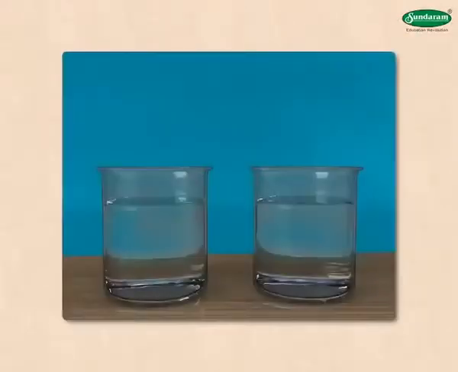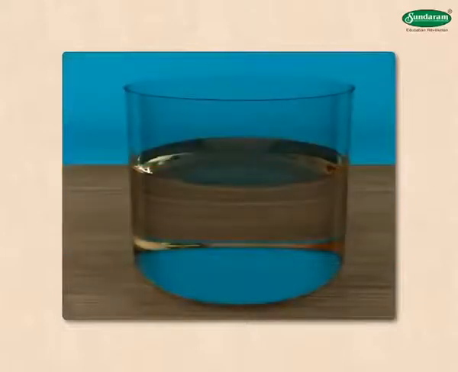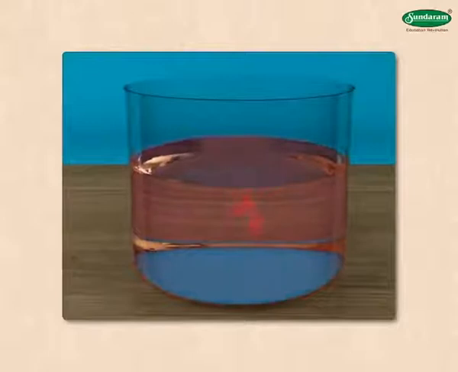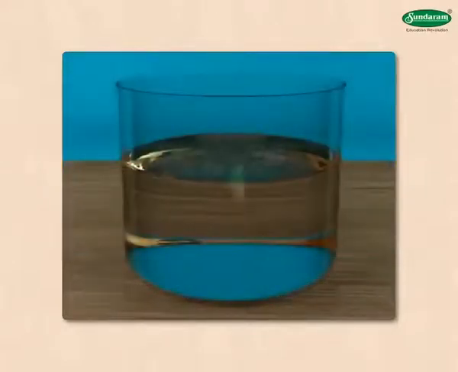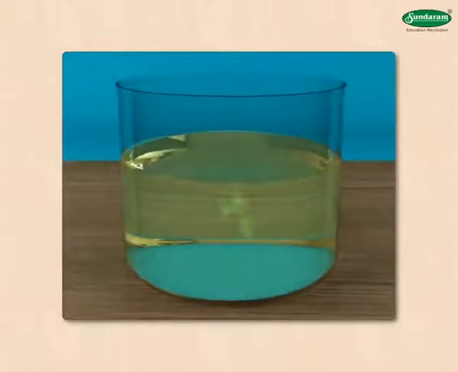Take 2 glasses filled with water. In glass 1, let us add some red color. What did you observe? The water in the glass has turned red. Now, in glass 2, let us add green color. What is your observation? The water in this glass has turned green.